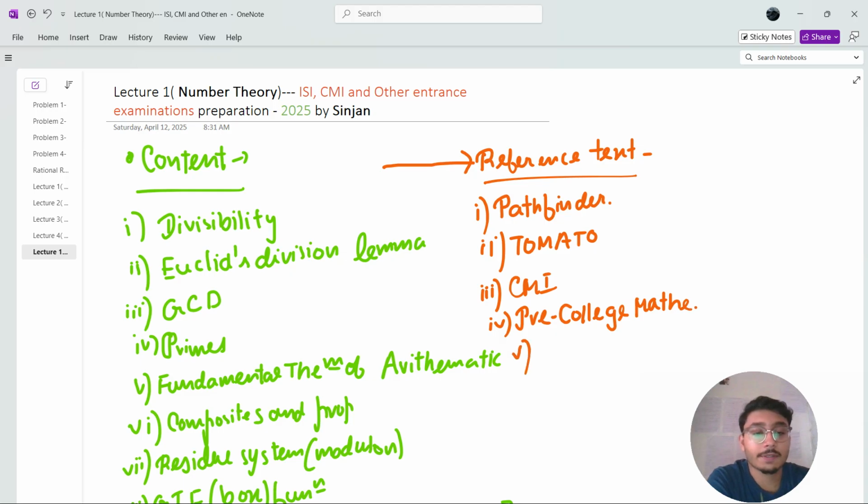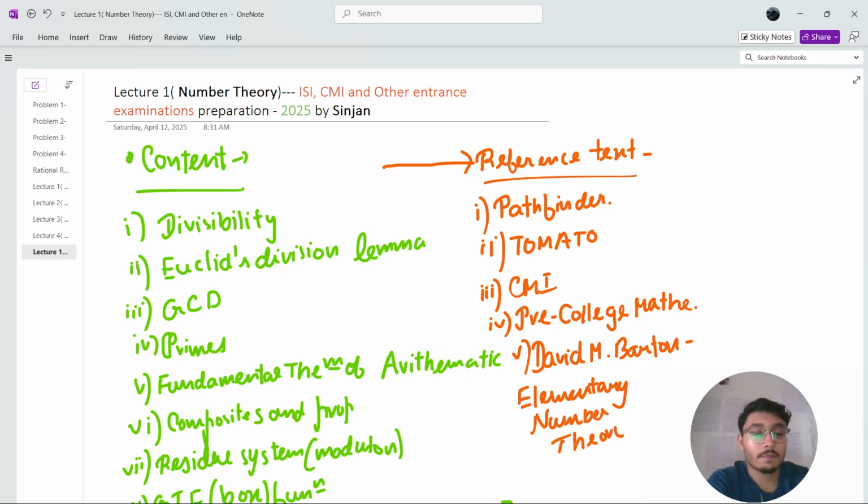And number five is probably the best book of number theory till date, which is David M. Burton's Elementary Number Theory. This is a really good book. People who have done PhD in this topic have also referred to this book.